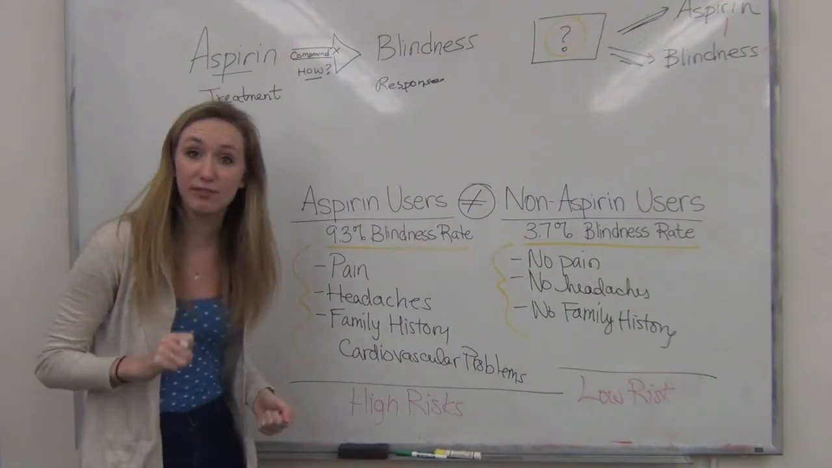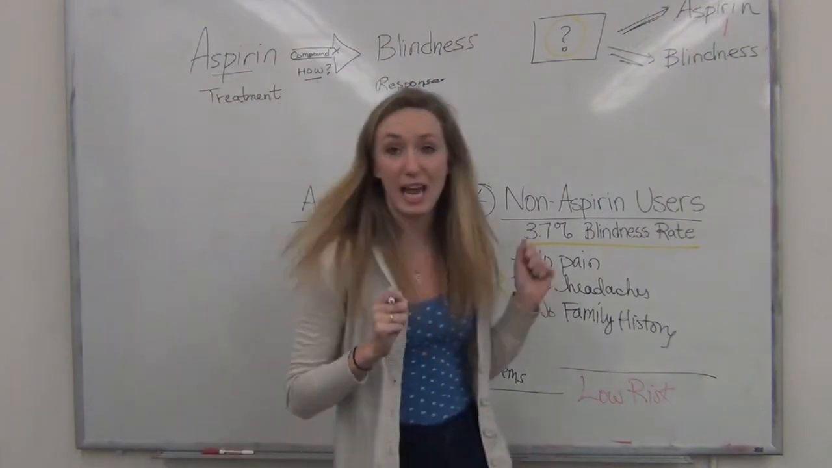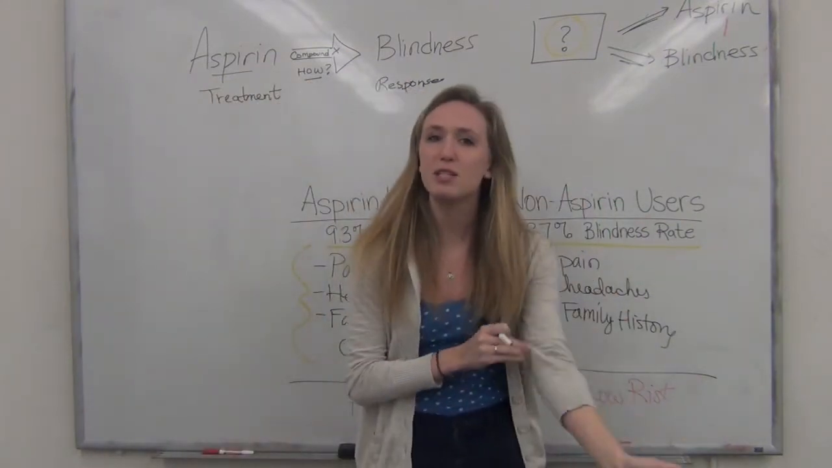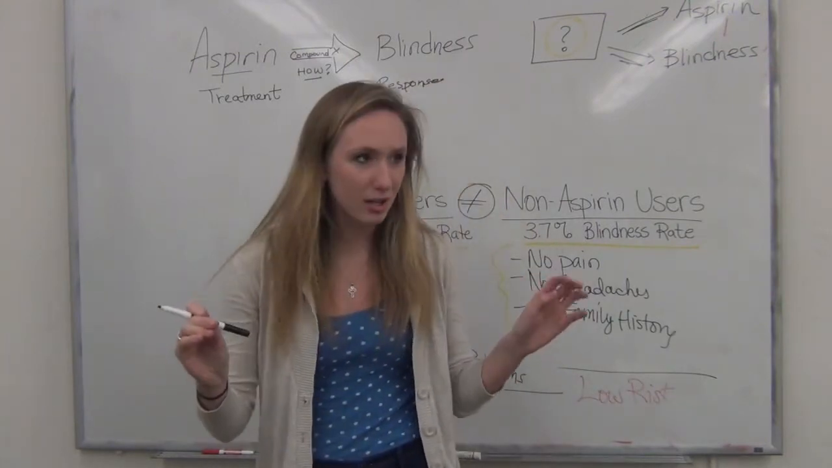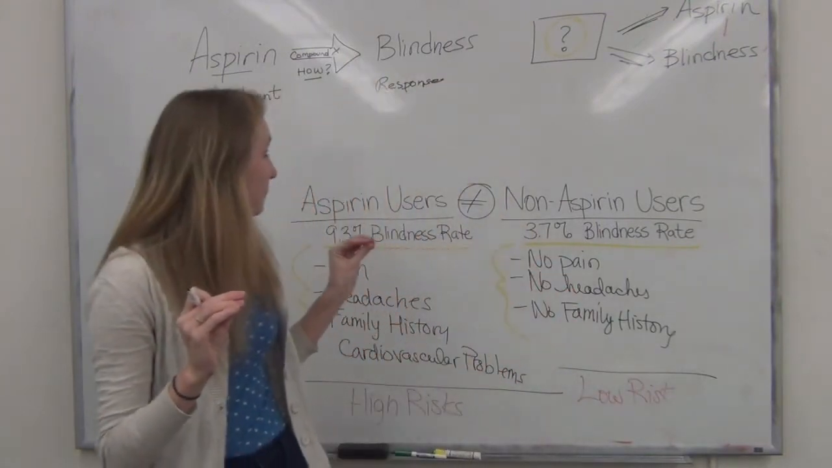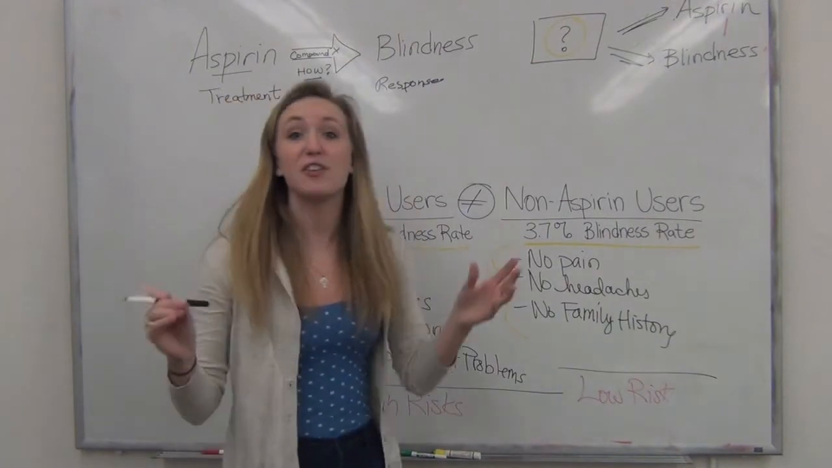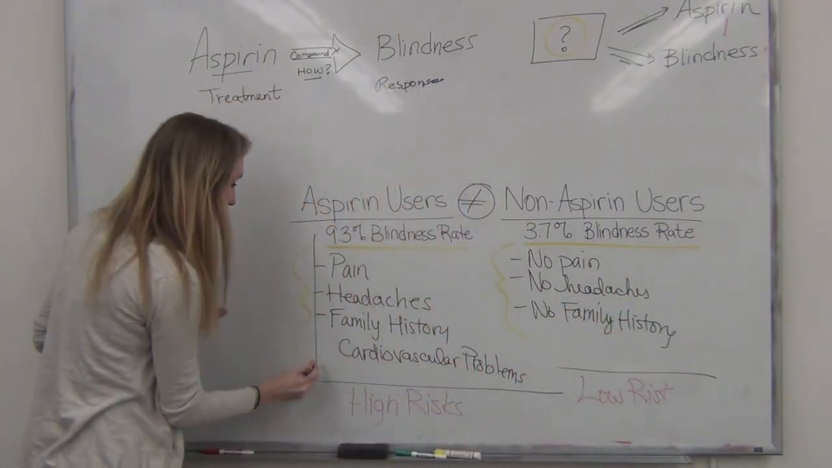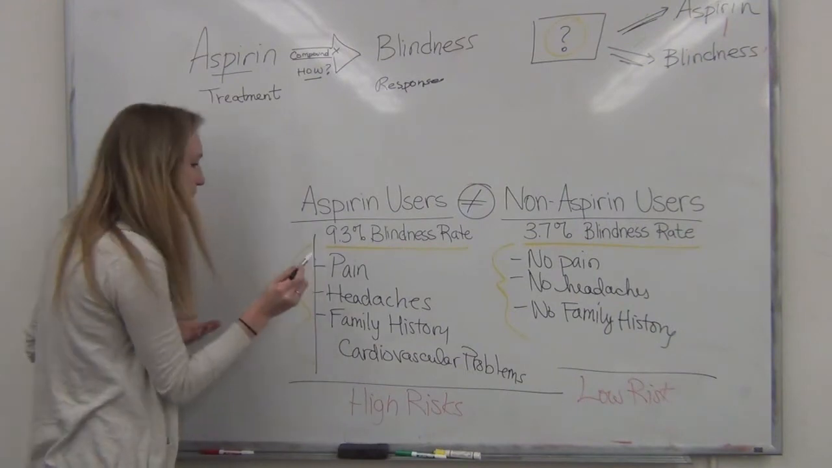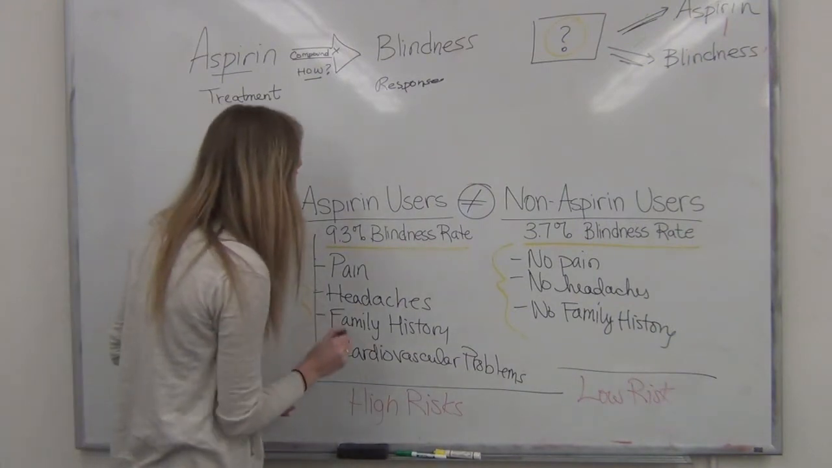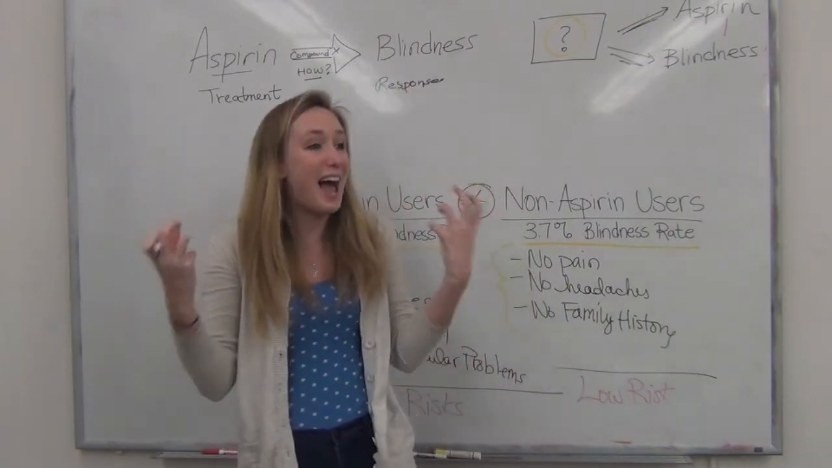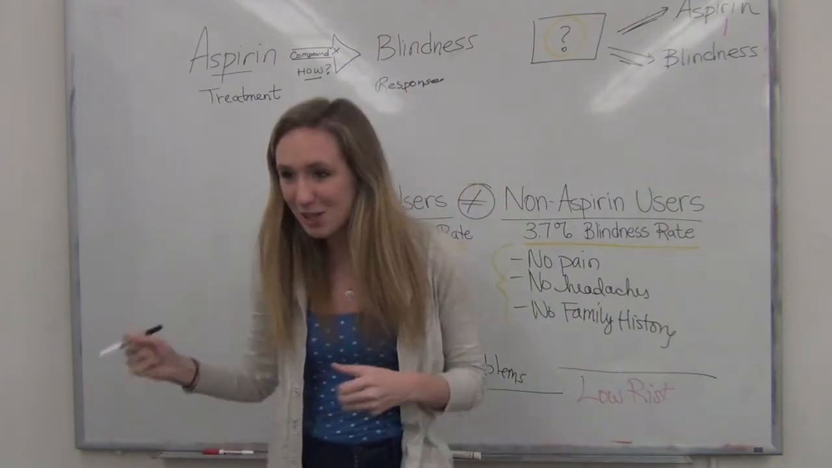Any of their other differences that relate both to aspirin and to blindness could be put in this mystery box as this mystery culprit, making it look like aspirin is guilty. Aspirin is guilty by association. Any of these, you know, people who take medicine for pain, medicine for headaches, medicine for family history, those are things that go along with aspirin, that aspirin's trying to help. Aspirin goes along with headaches.